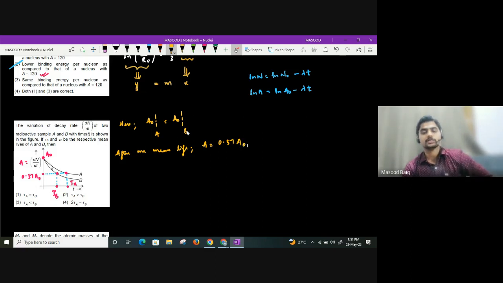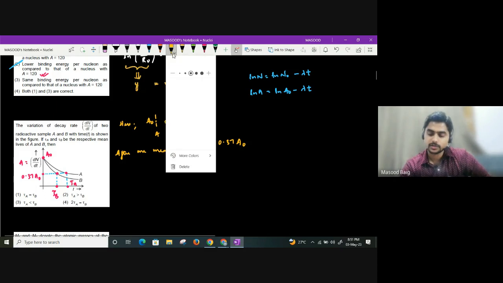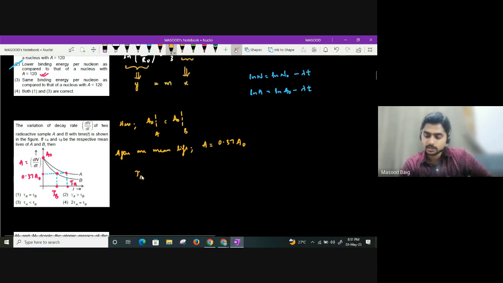Because initial activities are same for both A and B, 0.37 anyhow is a constant value. So what we can say, activity will also remain same. So activity after one mean life also will remain same. So if I take one activity which is 0.37 A naught, it is possible at two different times, guys. This time for B, this is time for A. So if you look at the graph, what we can say here, we can say average life of A will be more than average life of B. Clear, all of you?